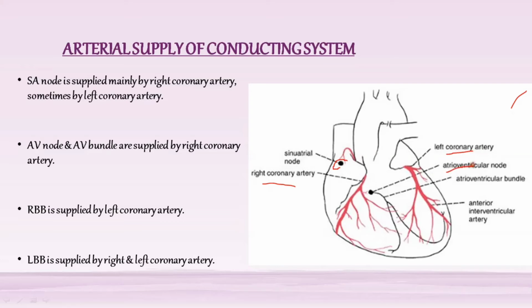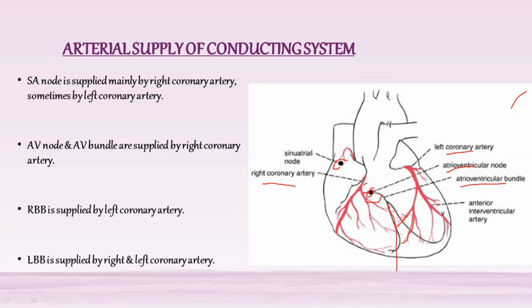Then the AV node and AV bundle. This is the AV node, this is the AV bundle, which is a direct continuation of the AV node. So both these two components are supplied by the right coronary artery. This is the right coronary artery. So this right coronary artery supplies the AV node as well as the AV bundle. Then the right bundle branch is supplied by the left coronary artery. Now look at this picture. This is the right bundle branch, but it is supplied by the left coronary artery.